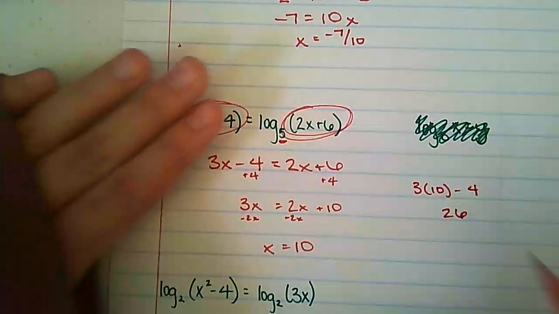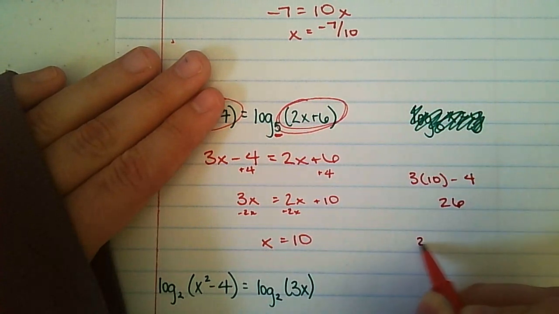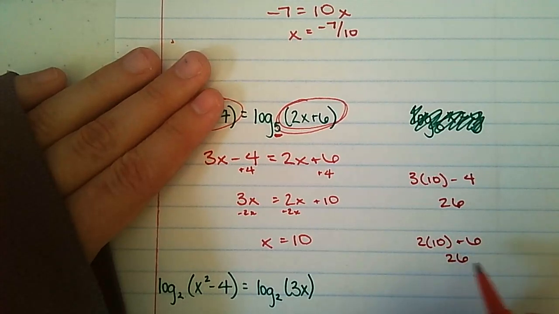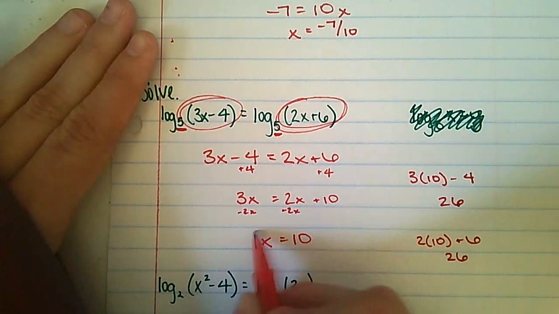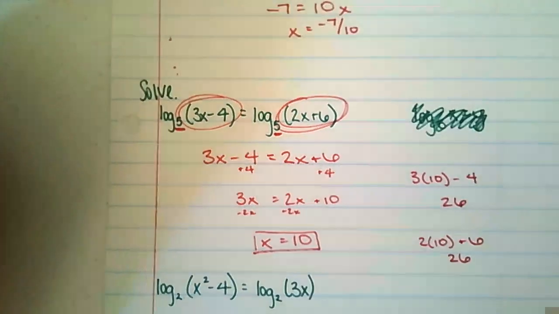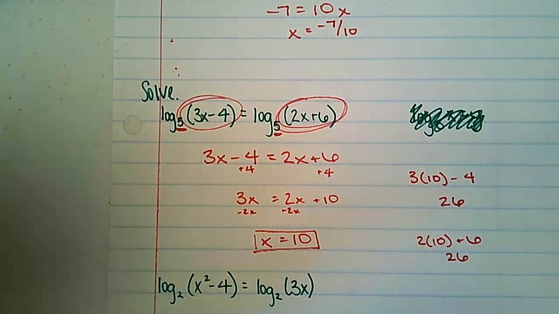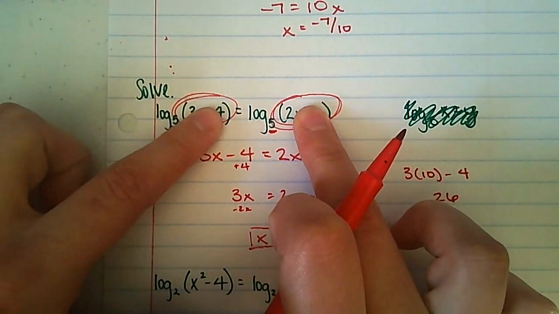It's okay. Let's do the same thing over here. So I'm going to plug 10 into my argument. And I get 20 plus 6, which again is a positive number. So because when we plug 10 in both of our arguments stayed positive, we're okay with 10 as an answer. Okay? So when we check, we only want to make sure that these are positive numbers.